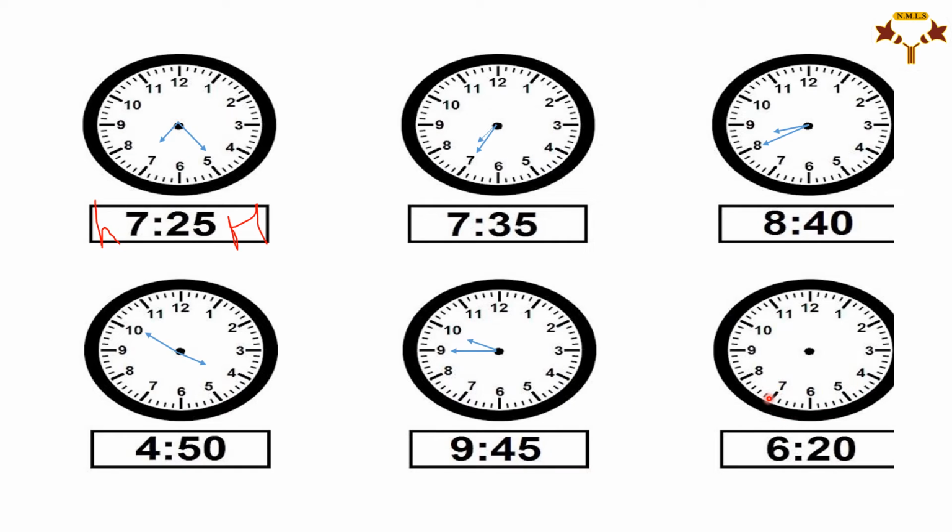The next one. Here we have 6 in hours and 20 in minutes. At first, we will draw shorthand at 6. And we will draw longhand at what? Count with me. 5, 10, 15, 20. We reach 20 at the number 4. Okay, then we will draw longhand at 4 to get 20 minutes.